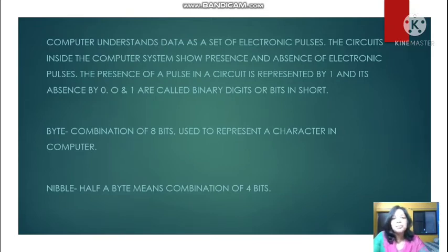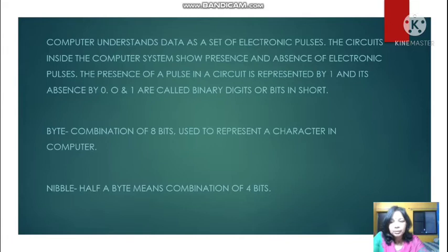Okay, so these are the memory units which are used for showing the storage capacity of any device, let it be a hard disk or your RAM. Any device which has storage capacity will be shown in these terms only. The minimum unit of storage is the bit, then comes the byte. A byte is basically a combination of 8 bits, like 4 times 1 and 4 times 0, altogether 8 bits. So instead of writing 8 bits, it is written as 1 byte. And 8 bits are used for representing a character in the computer.